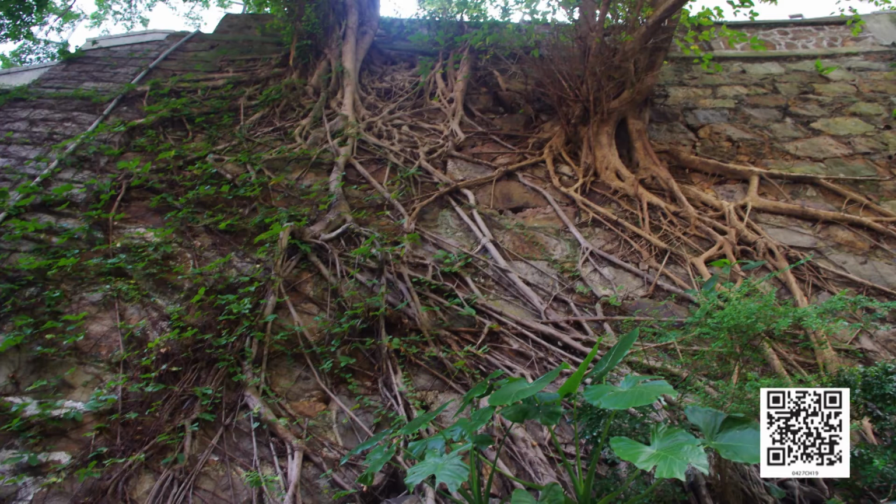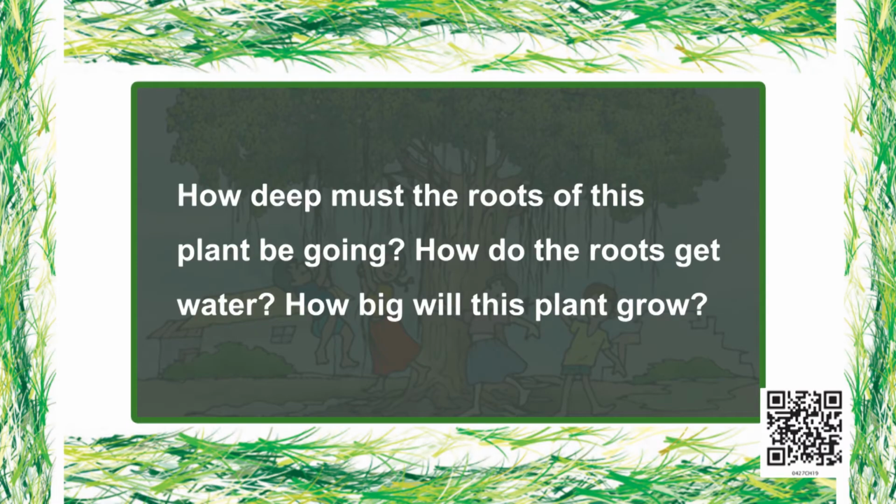One day, Abdul saw a plant growing out of a wall in his school. He wondered how deep the roots of this plant must be going. Where do these roots get water from? How big will this plant grow? The roots of this plant would not grow much deep. These roots get water from the cracks in the walls. When it rains, water gets collected in these cracks, which is then absorbed by the roots.